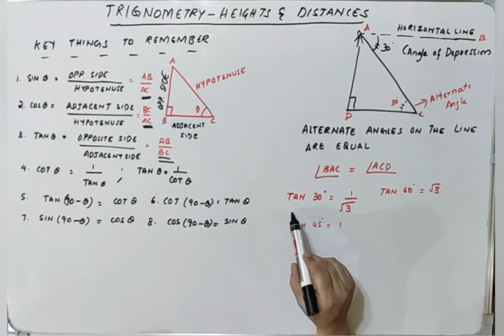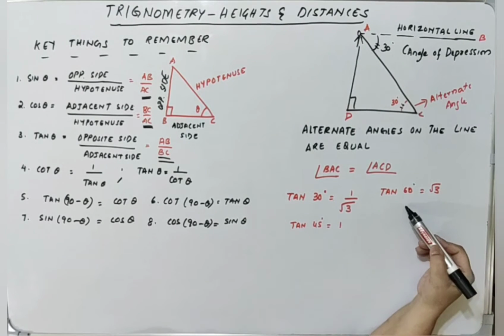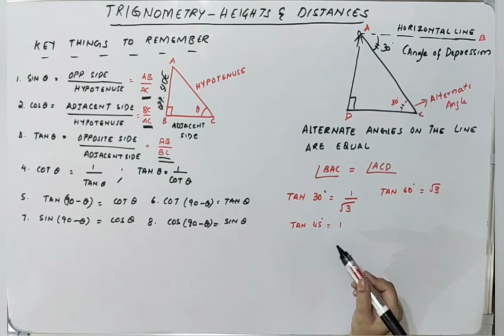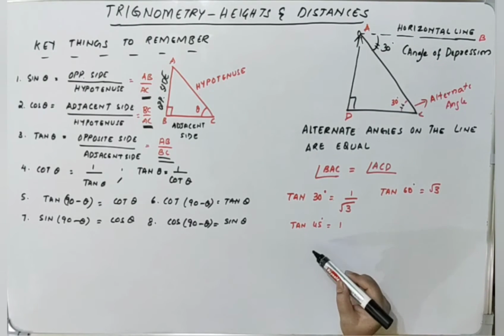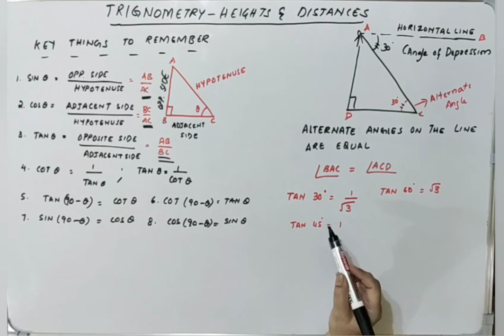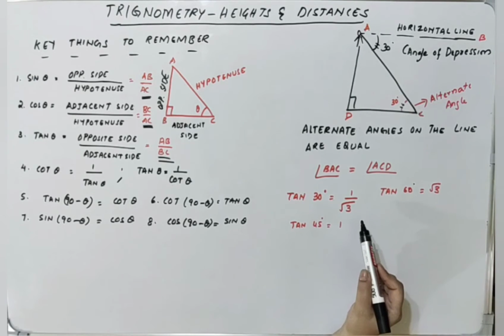And we will have to remember important trigonometric values. Tan 30 is 1 by root 3. Tan 60 is root 3. Tan 45 is 1. So we will have to remember all the values for sine, cos, tan, secant, cosec. All of that we have to remember. But I have highlighted a few of the major ones which we will have to use frequently in the problems.